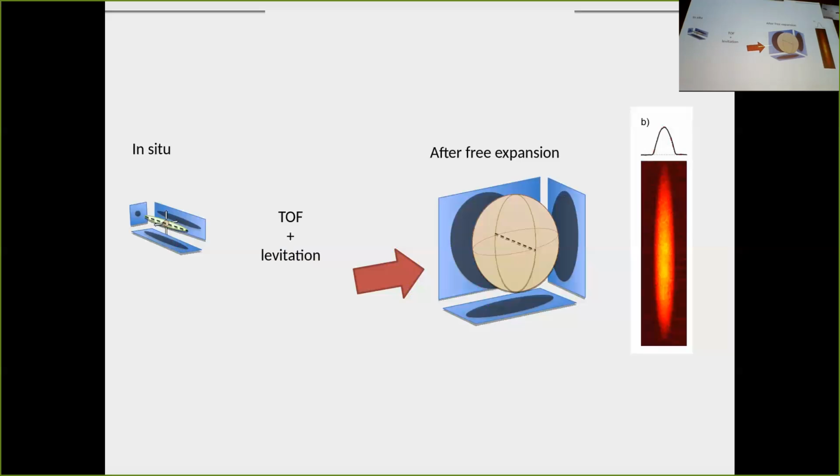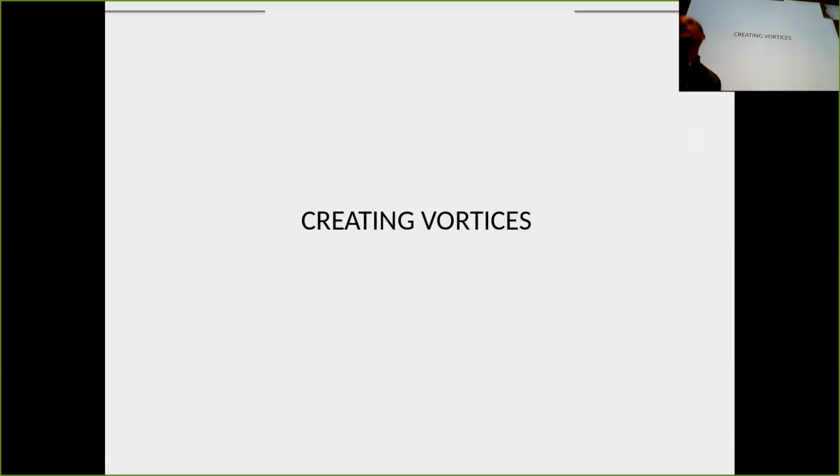And then typically we can, for instance, do the imaging along one of the radial directions, and we get something like this. So this is typically the image of a ground state condensate after a relatively long expansion time. Okay, so it's relatively smooth because, of course, we are dealing with a ground state sample. So how do we create vortices?